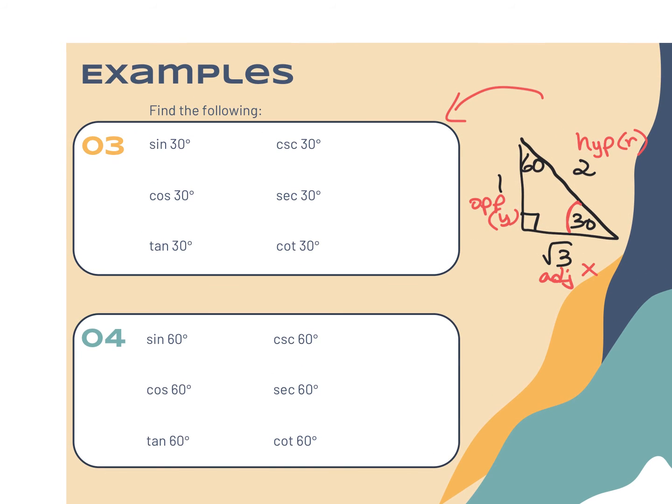So remember, for sine, we're going to use the opposite and hypotenuse, so we fill it in as opposite is 1, hypotenuse is 2. The reciprocal to sine is cosecant. Flip it, 2 over 1. So it simplifies to 2. For cosine of 30, that's adjacent over hypotenuse, so square root of 3 over 2. For its reciprocal, flip it. We can't leave that radical in the bottom. We need to rationalize. So multiply top and bottom by square root 3. And then the final answer is 2 square root 3 over 3.